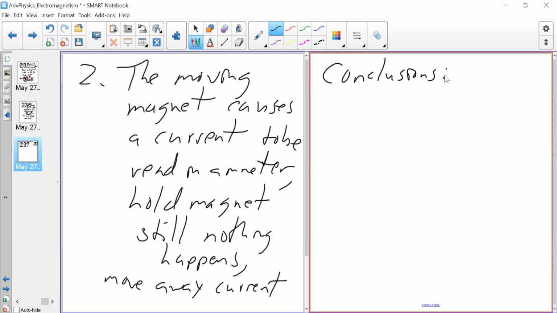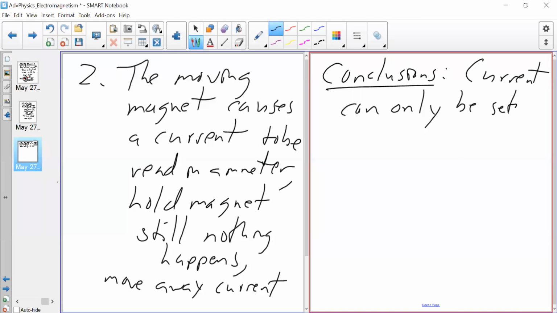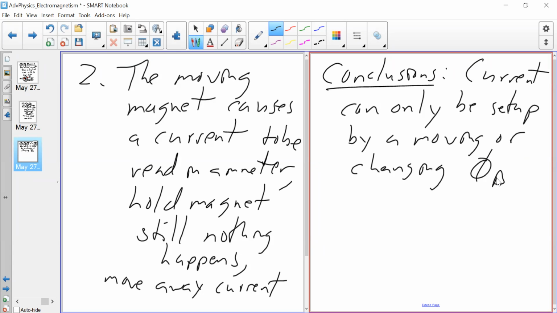Current can only be set up by a moving or changing magnetic flux, and the current, or the source of the voltage, or produced from this voltage, must be in a direction to create an opposing magnetic flux. So let me just write all that up. Current can only be set up by a moving or changing magnetic flux.